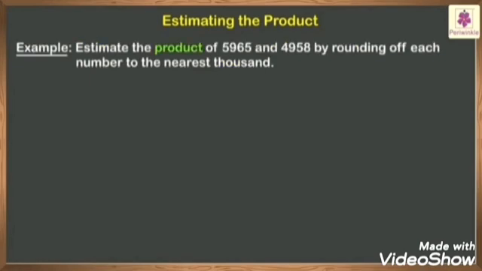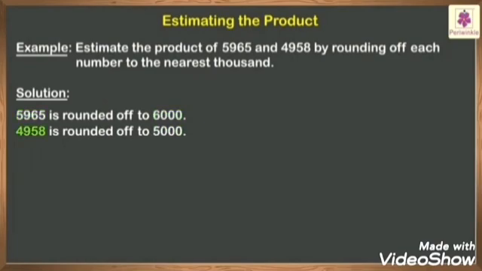Estimating the product. Let us estimate the product of 5,965 and 4,958 by rounding off each number to the nearest thousand. Here, to estimate the product, we round off the digits to the nearest thousand. So, 5,965 is rounded off to 6,000 and 4,958 is rounded off to 5,000.